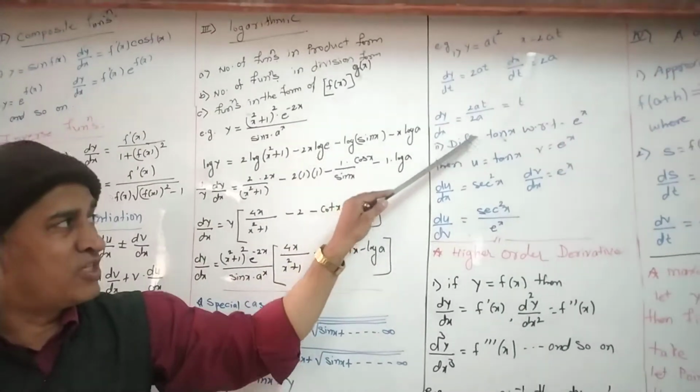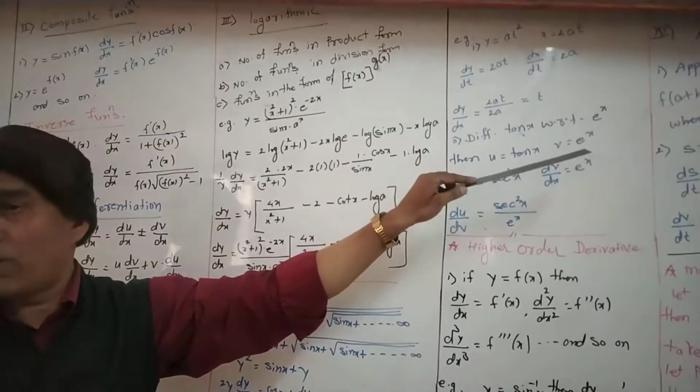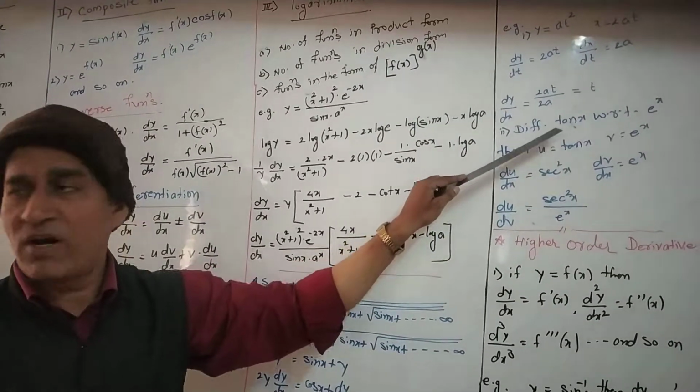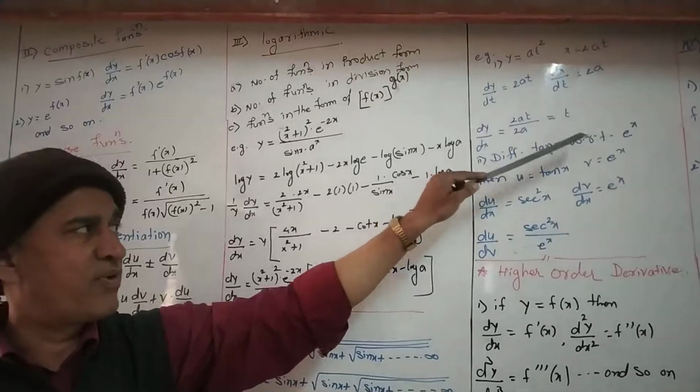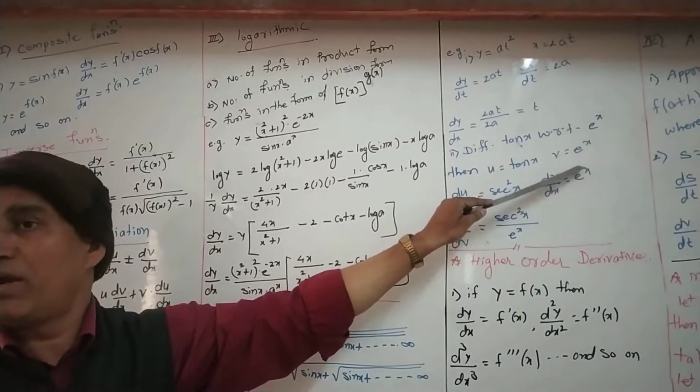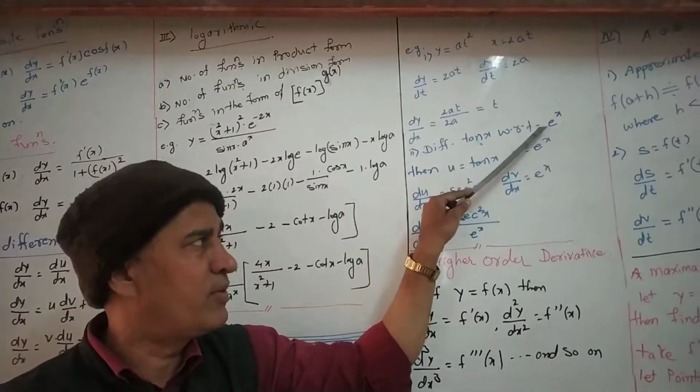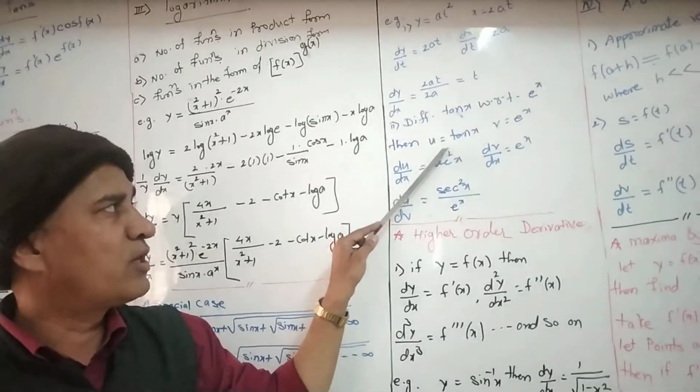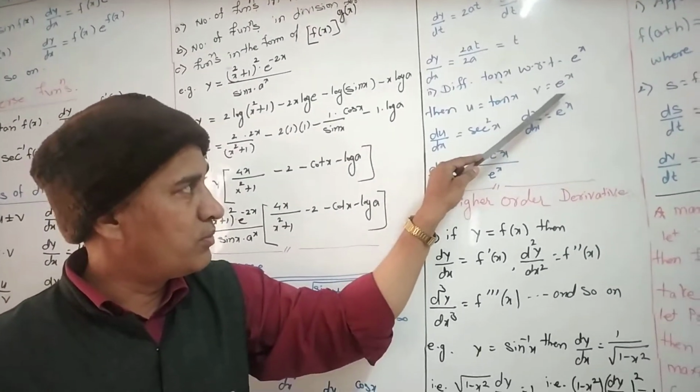Now, differentiate tan x with respect to e to the power x. For that, we consider the first function as u and the second function as v. We have to find du by dv. So we consider u equal to tan x, v equal to e to the power x.